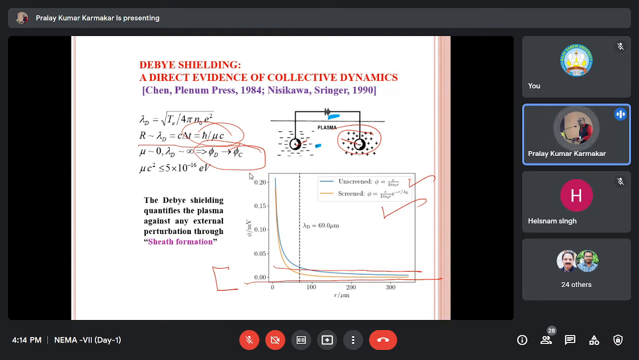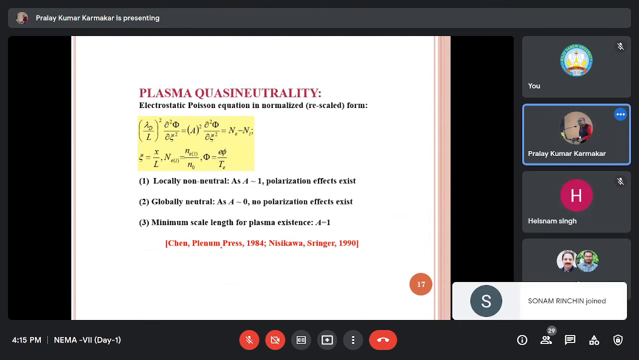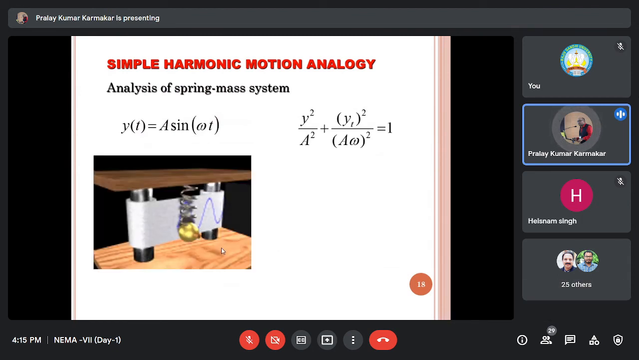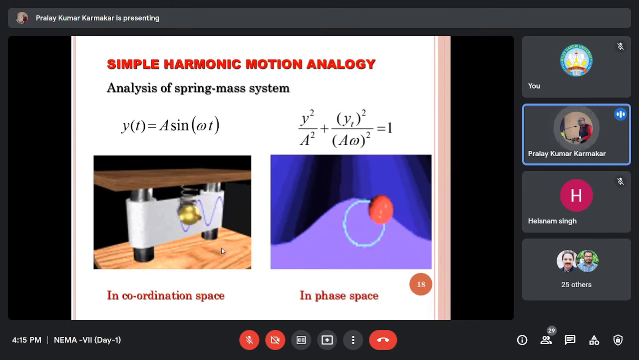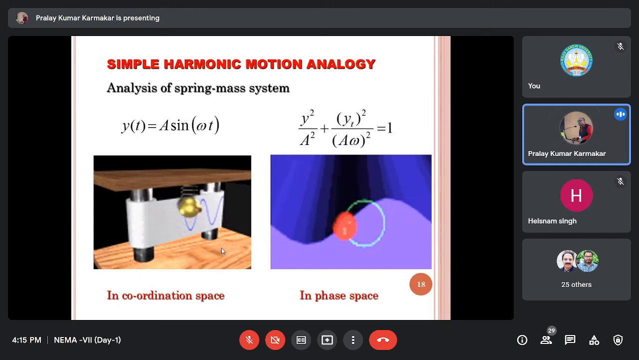Because of that, many collective dynamics appear in the form of various wave excitation processes. Another important point is that on a global scale, plasma is known to be quasi-neutral, but on a local scale, just on the order of the Debye length, it is non-neutral. This is again a fundamental concept. Because of this, we can see various wave excitations. What are the waves? Wave excitation can be understood with the help of the basic picture of a spring mass system, by analogy.